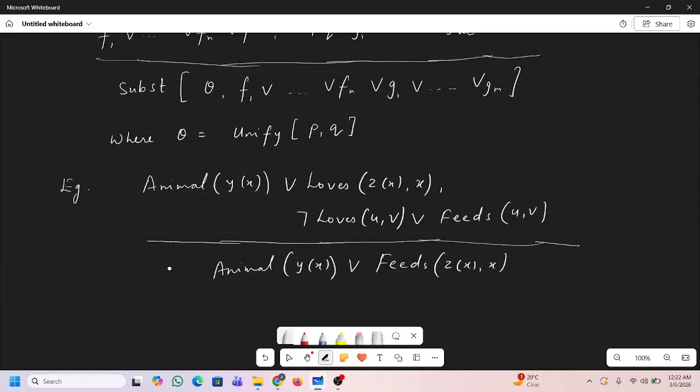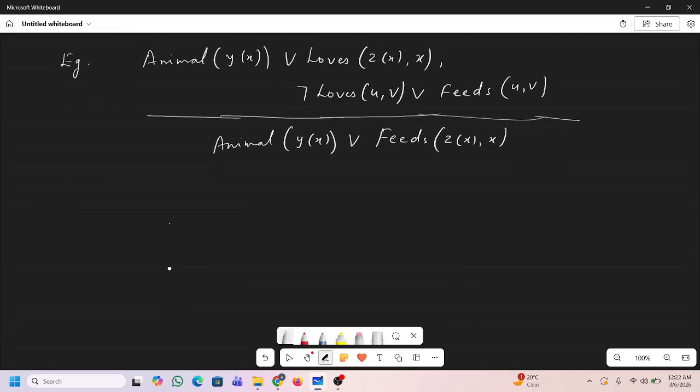How is it possible? See, in place of u I am having z of x, and how did it come here? If you unify these two things, then in place of u you substitute z of x, and in place of v you substitute x. So using the substitution, we get substitution theta is equal to u maps to z of x, and for v it is simply x. Okay, so I think now it is clear what the resolution is.